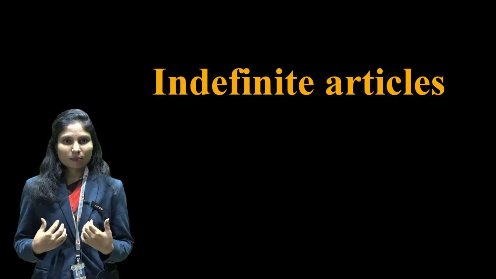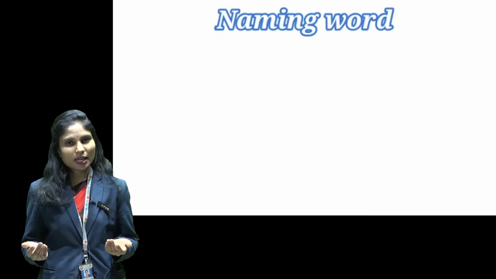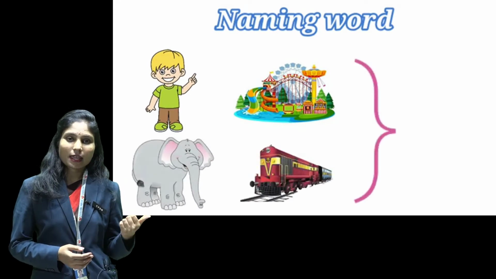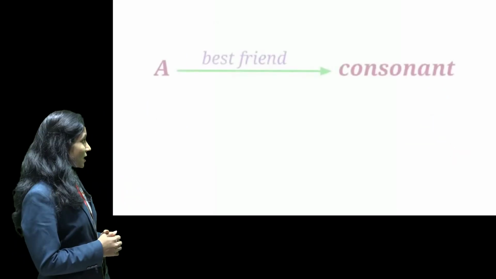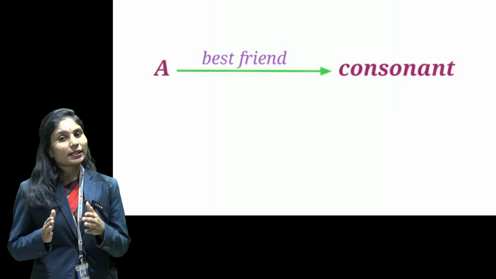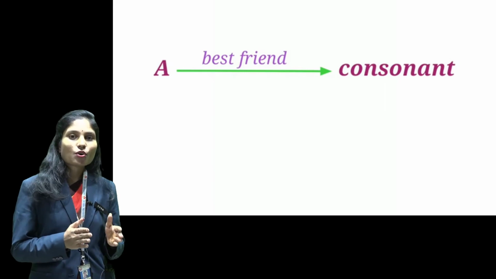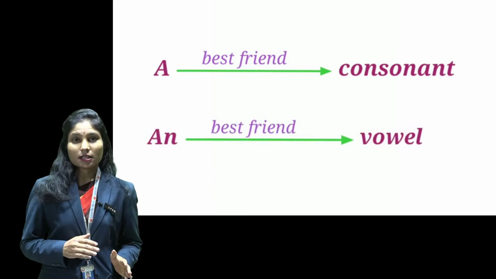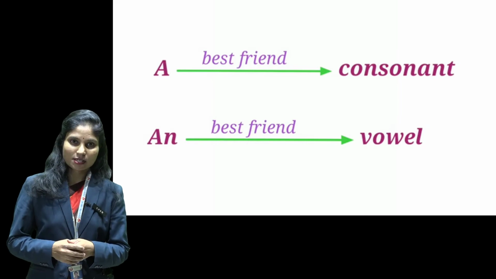Children, when we talk about a single naming word, that is the name of a person, place, animal or thing, we either use article a or an. But when exactly do we use these articles? Let's see. A's best friend is consonant. So article a is specifically used with the naming word which starts with a consonant sound. An's best friend is vowel. So article an is specifically used with the naming word which starts with a vowel sound.